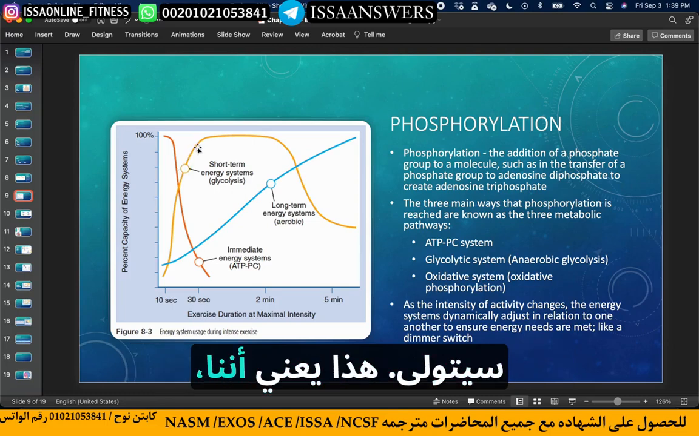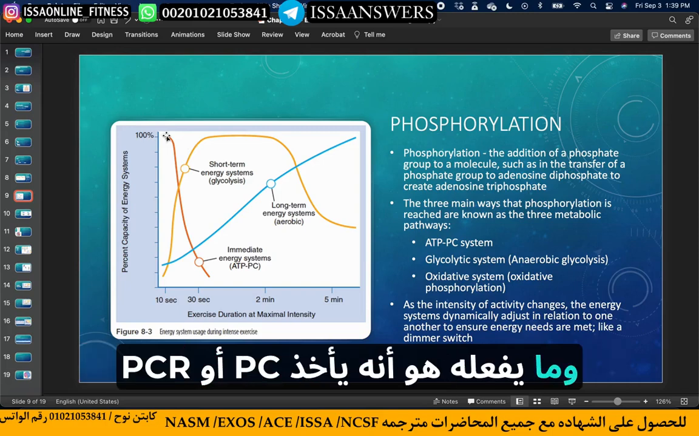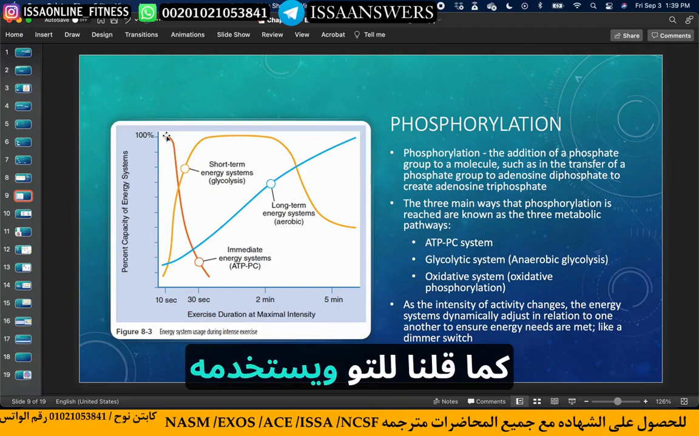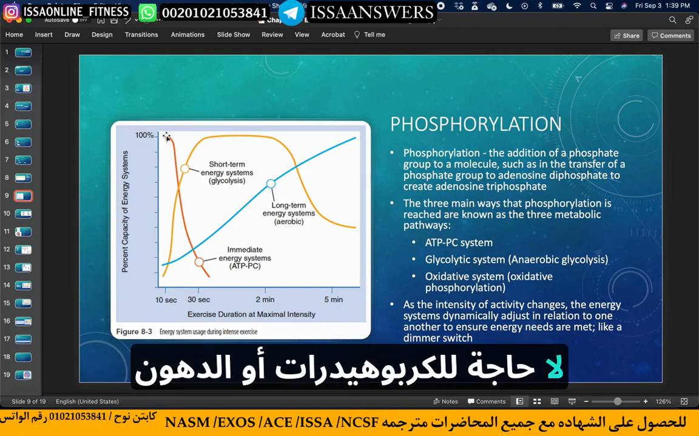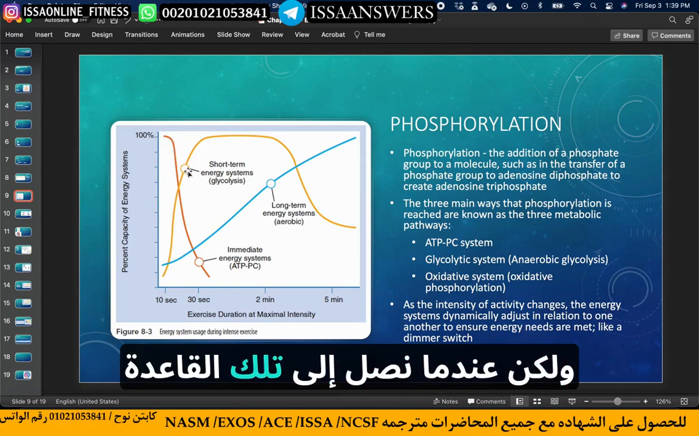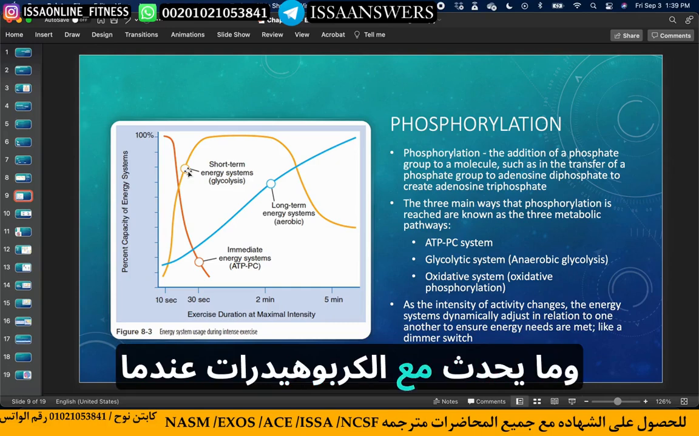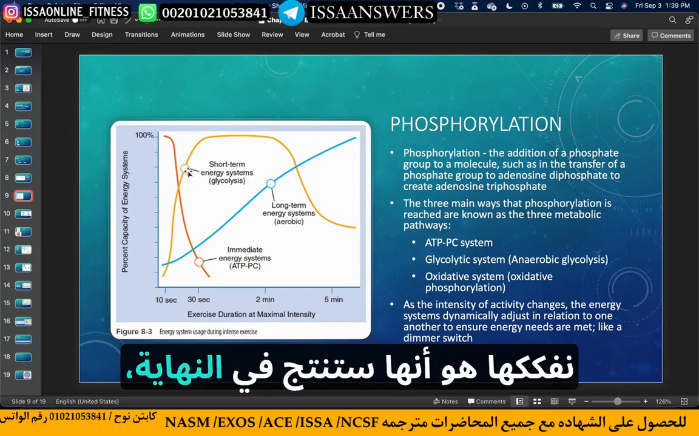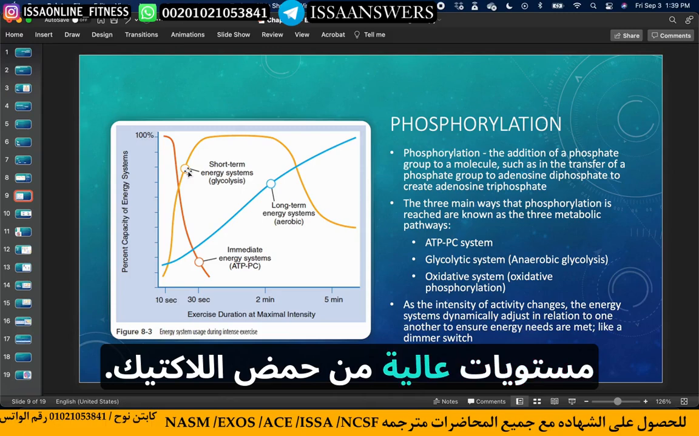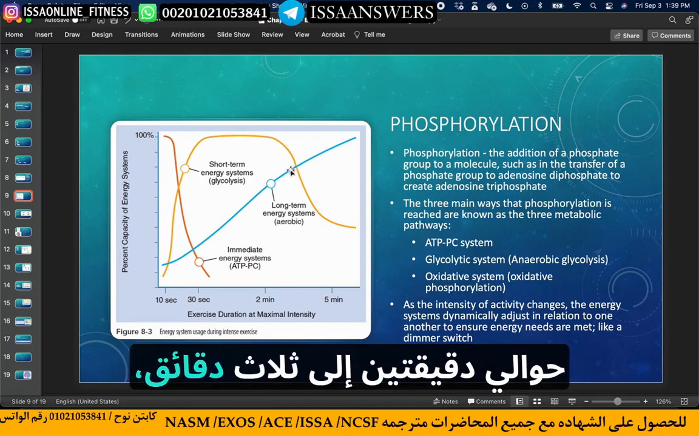That means that this is only using ATP as the primary source, and what it's doing is taking the PC or the PCR, like we just said, and using it to rebuild ATP. There's no need for carbs, fats, or proteins at that time. But when we get to that short-term base, that's when we start really having to use carbohydrates. And what happens with carbohydrates when we break them down is they'll eventually, depending upon intensity, produce high levels of lactic acid.